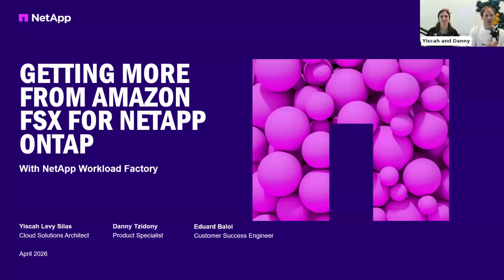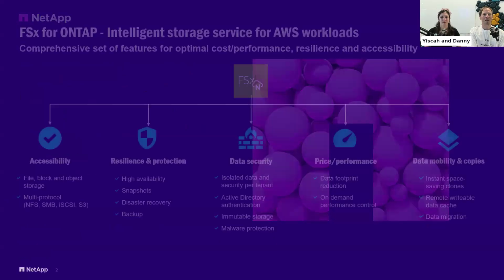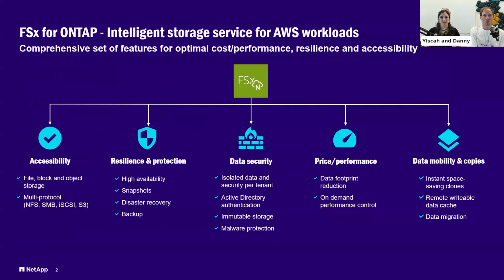Well, thank you for the introductions, and let's get on with it. After we've introduced ourselves, let's introduce our star of the webinar, and that's, of course, Amazon FSx for NetApp ONTAP. So, what is it? It is an intelligent storage service on AWS intended for AWS workloads. You can think of it as a comprehensive set of features for resilience, accessibility, balancing cost and performance. Essentially, first of all, it is an AWS service, part of the storage service family within the FSx realm.